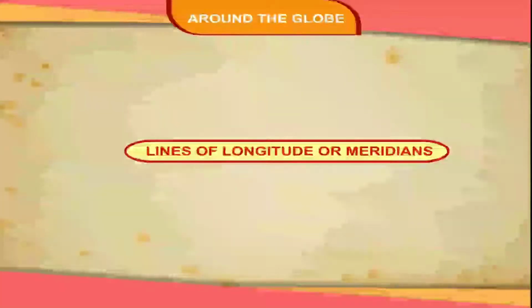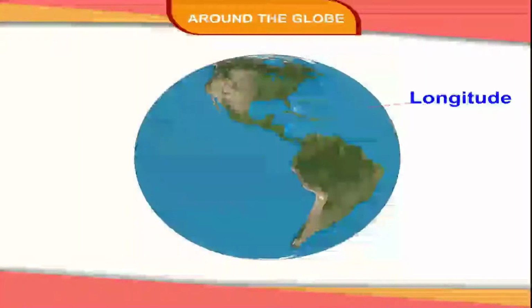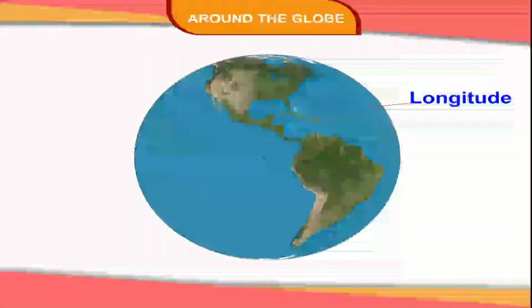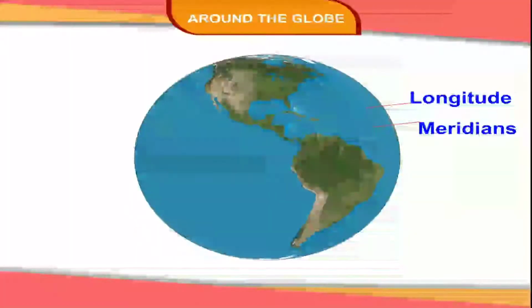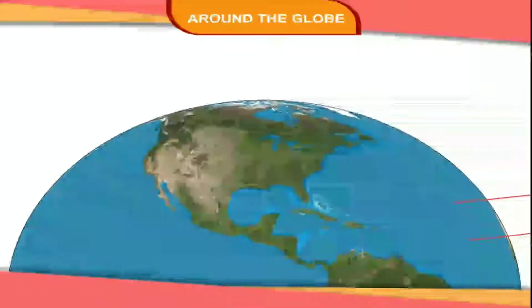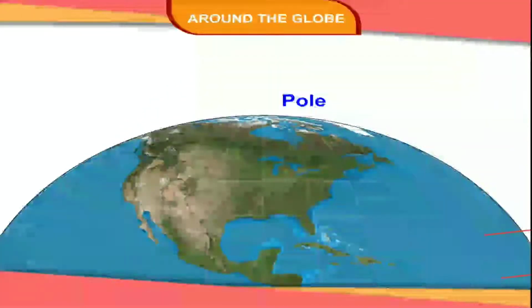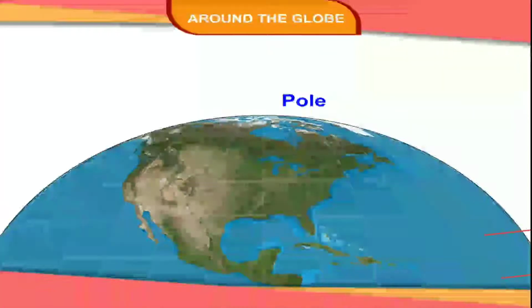Lines of longitude or meridians. The lines of longitude are also called the meridians. All the meridians meet at the poles, crossing the parallels. They are all equal in length.